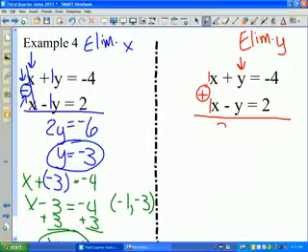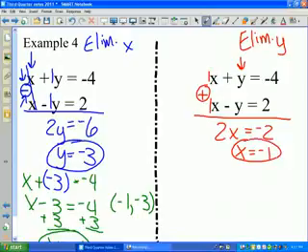So when I add, I have 1x plus 1x, which gives me 2x. 2x equals what? Negative 2. Because it's a negative 4 plus 2. Therefore, if 2x equals negative 2, x has to equal negative 1. So I'm going to take that negative 1 and plug it in for one of my equations. I'll use the bottom one. So I have my negative 1 that's going in for the second equation. Okay, minus y equals 2.